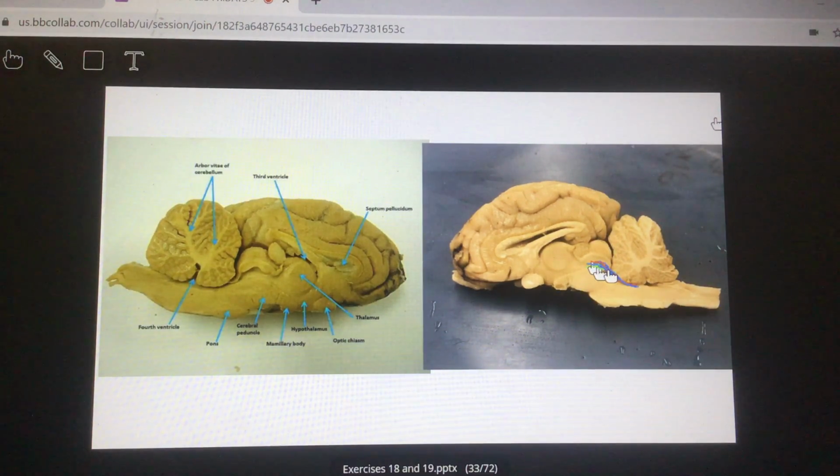So I think we covered, oh, okay. Tell me where, now you definitely can see the midbrain. Where's the midbrain?